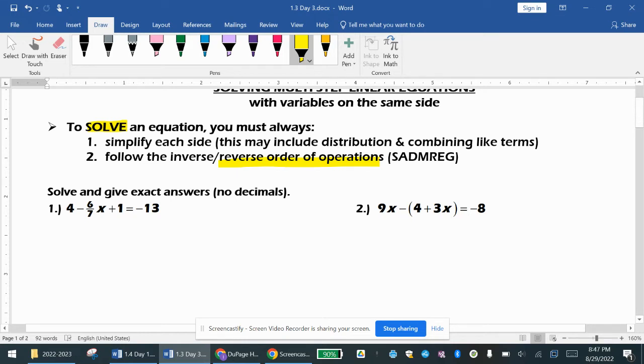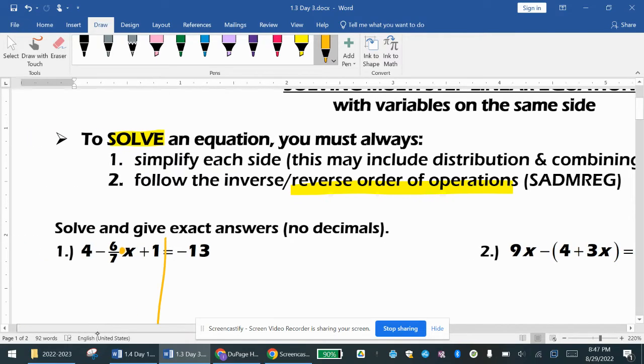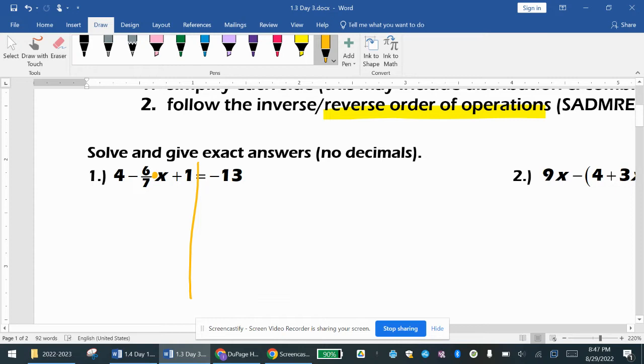All right, let's take a look at number 1. As you can see, the variable is on the left side. The variable is multiplied by -6/7, and it also has a 4 and a 1 on the same side. So we are going to clean it up by combining like terms. I can combine 4 plus 1, and the -6/7 x stays the same.